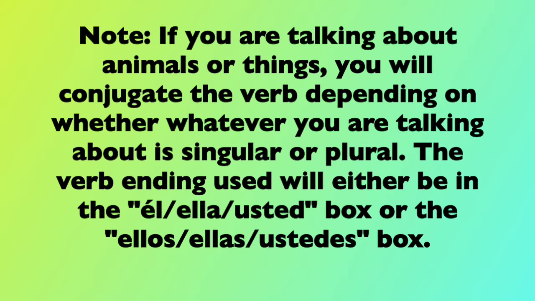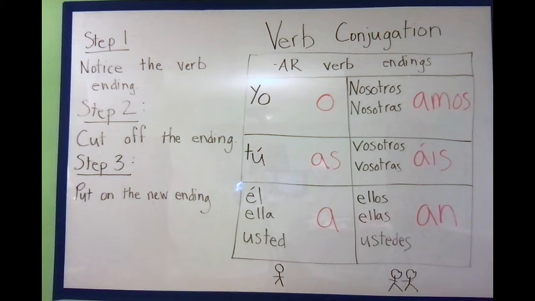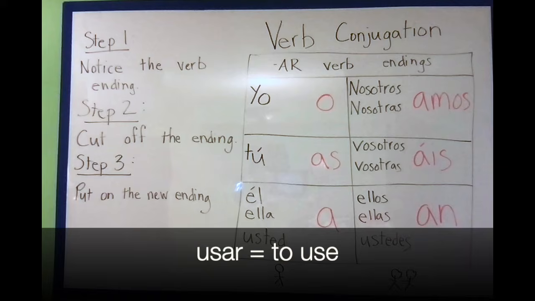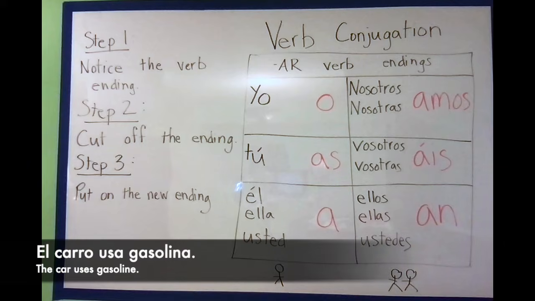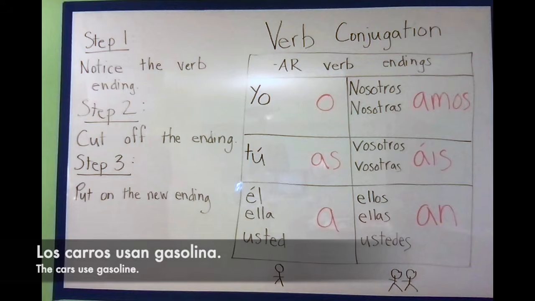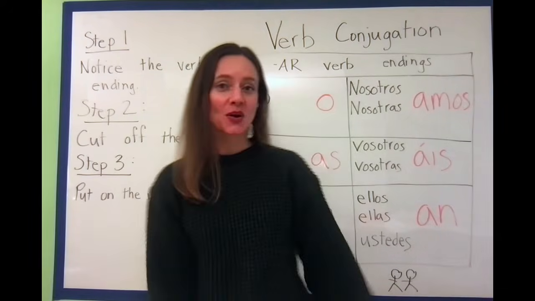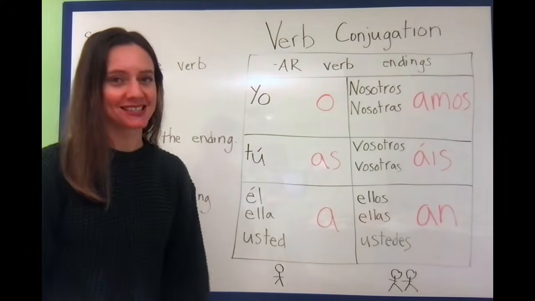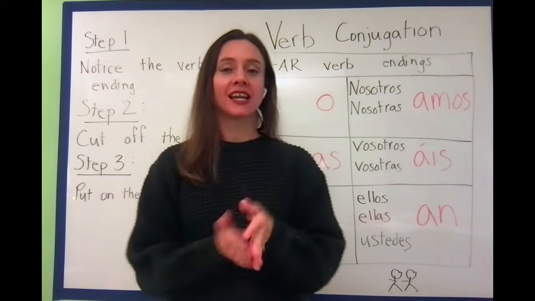If you're talking about animals or things or anything else that's not a person, you'll conjugate the verb depending on whether whatever you're talking about is singular or plural. The verb ending that you'll use will either be the same as the ending in the él, ella, usted box, or the same as the ending in the ellos, ellas, ustedes box. For example, if you wanted to say the car uses gasoline, you would say el carro usa gasolina. If you wanted to say the cars use gasoline, because you're talking about more than one car, you would say los carros usan gasolina.